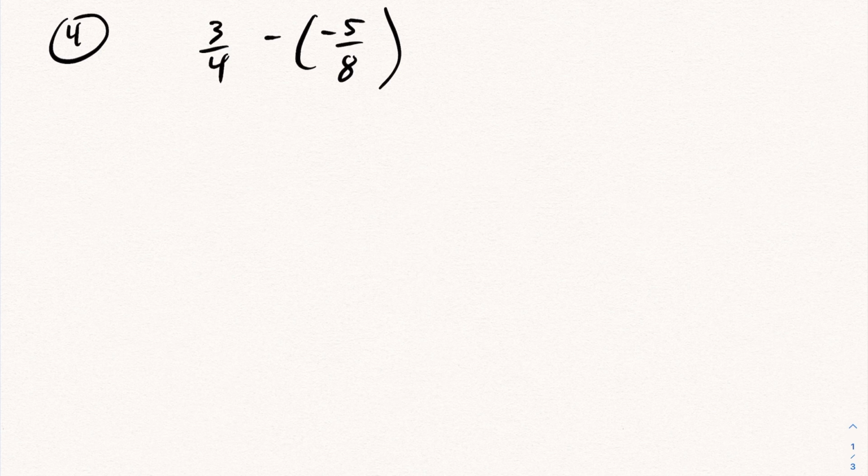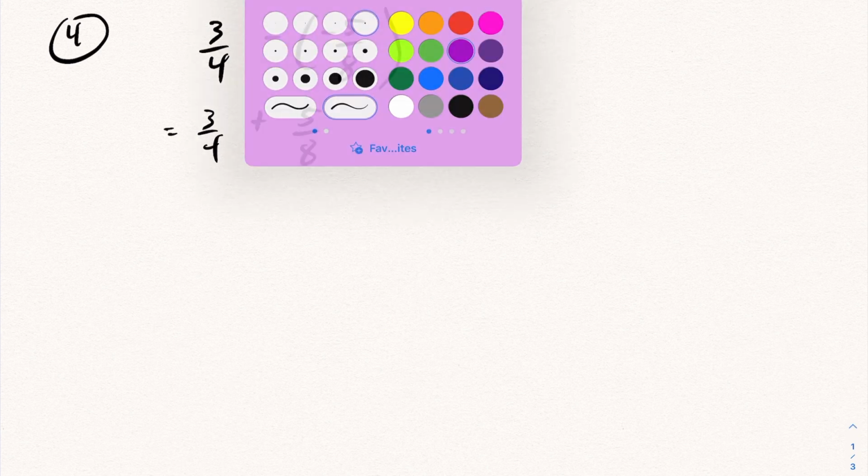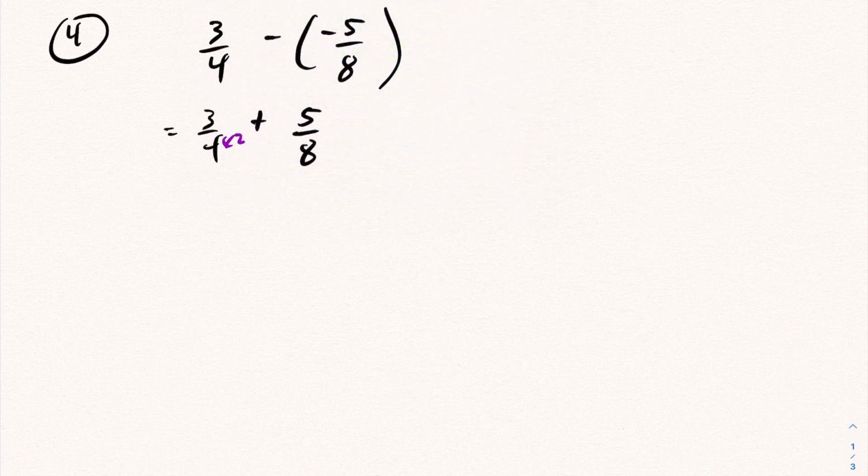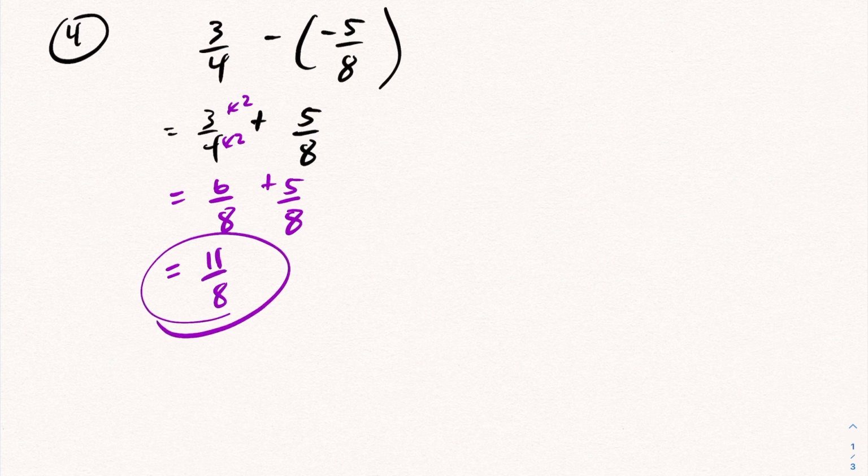So what you're going to want to do here is first clean this up. So the two minuses become positive, becomes positive 5 over 8. And again, the common denominator here would be 8. Multiply top and bottom by 2. I get 6 over 8 plus 5 over 8, giving me 11 over 8.